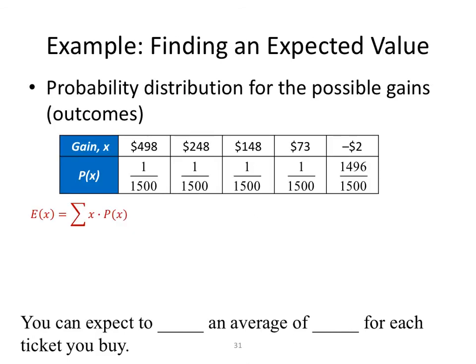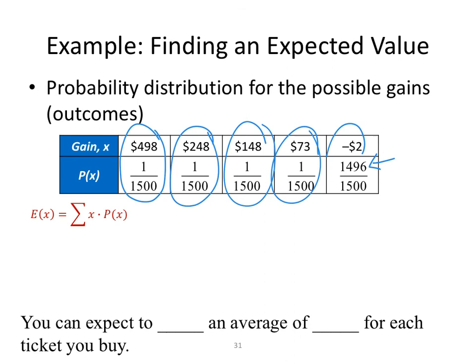So the probability distribution for the possible gains, or those outcomes: one person is going to win the $500, so that's that 498 gain. One person for the 250, and so on. But then everyone else, that's where this number is coming from, everyone else is going to lose. So the expected value is going to be the sum of all the x times the p of x. So you're going to need to do each individual one. So multiply x times p of x at each one of these.